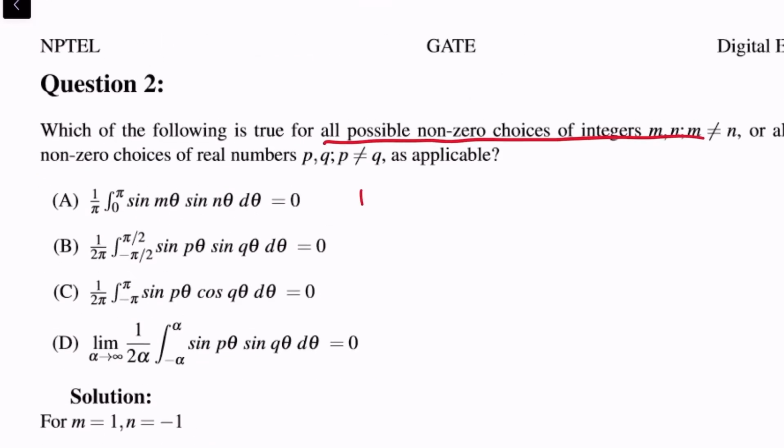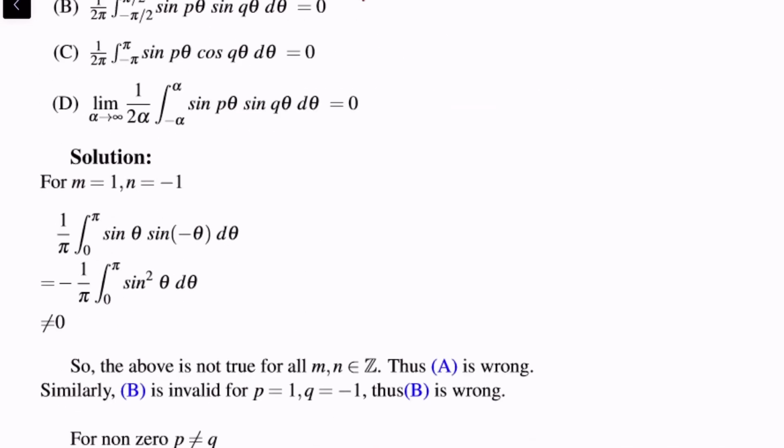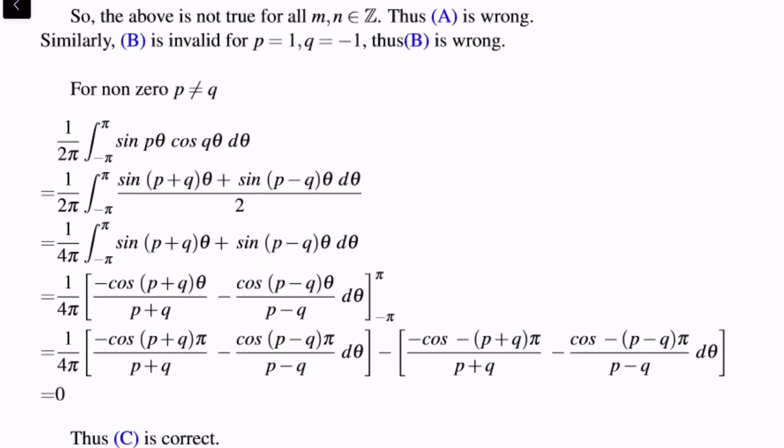Thus A is false. And similarly, you can see that B would also be false by putting P equal to 1 and Q equal to -1 or vice versa. So I'm not going to go into that any further, right? So let's look at C.